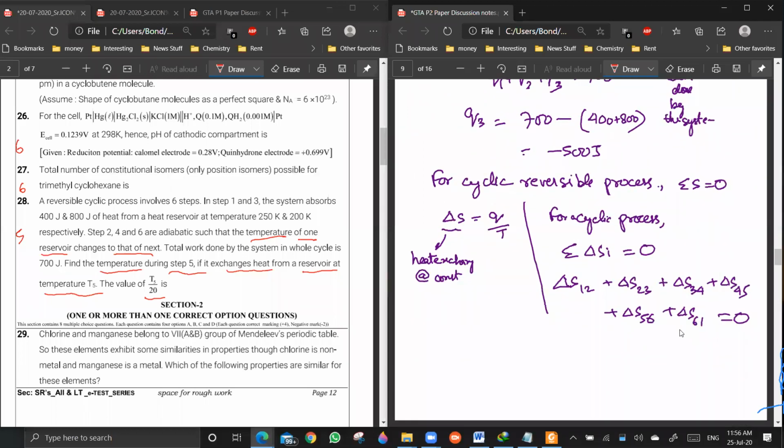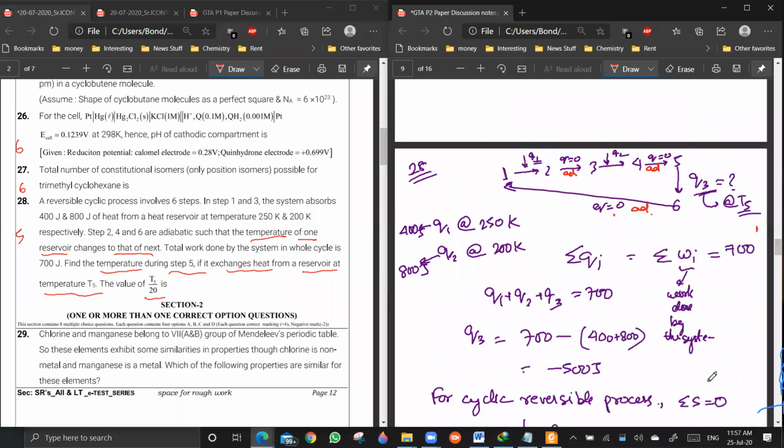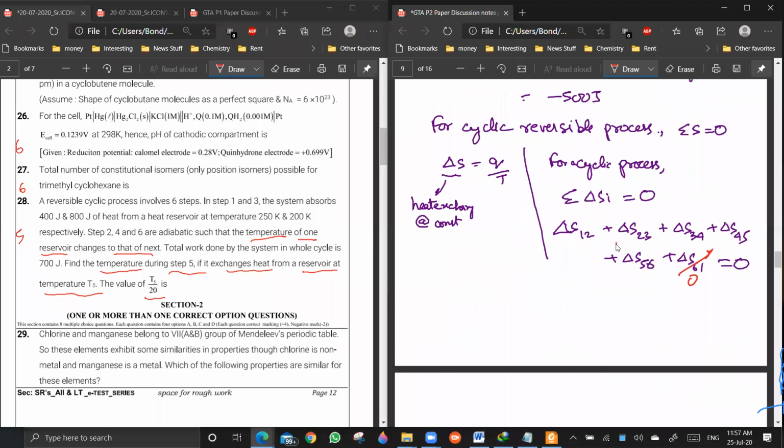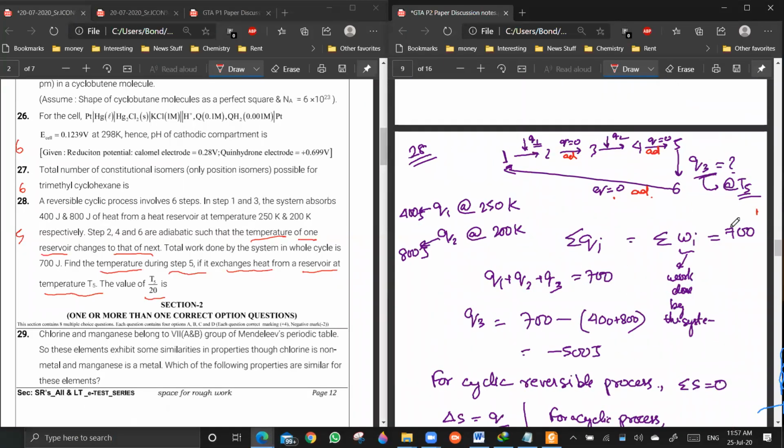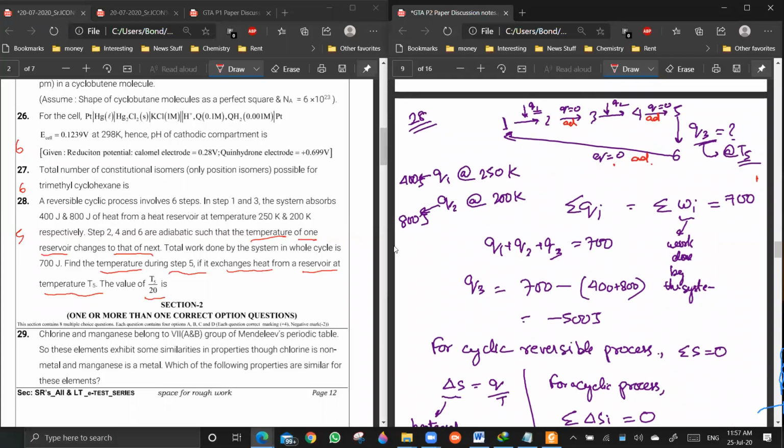Yes, sir. So this is zero. Then delta S 2 to 3 is zero, and delta S 4 to 5 is 0. Are you getting my point? Now, what will be delta S 1 to 2? It will be Q1 by T1. This is my T1. This is my T2. Okay.